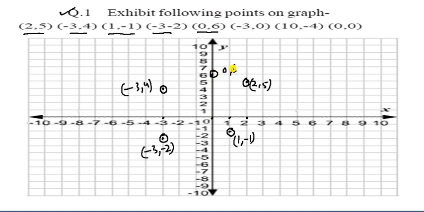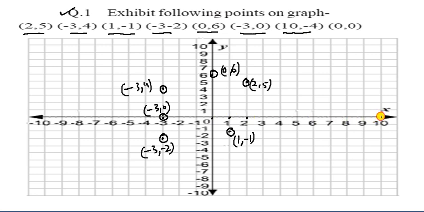Let us see, this one is (0, 6). How can we represent the (0, 6)? 0 is here and what about 6? 6 is here. So you can plot here (0, 6). And now this is (-3, 0). So you say here it is -3 and 0 is here.